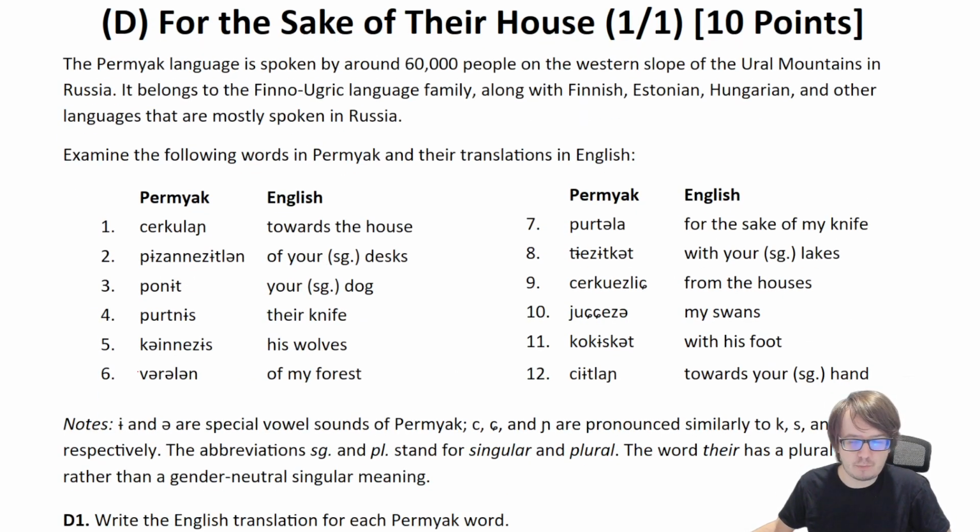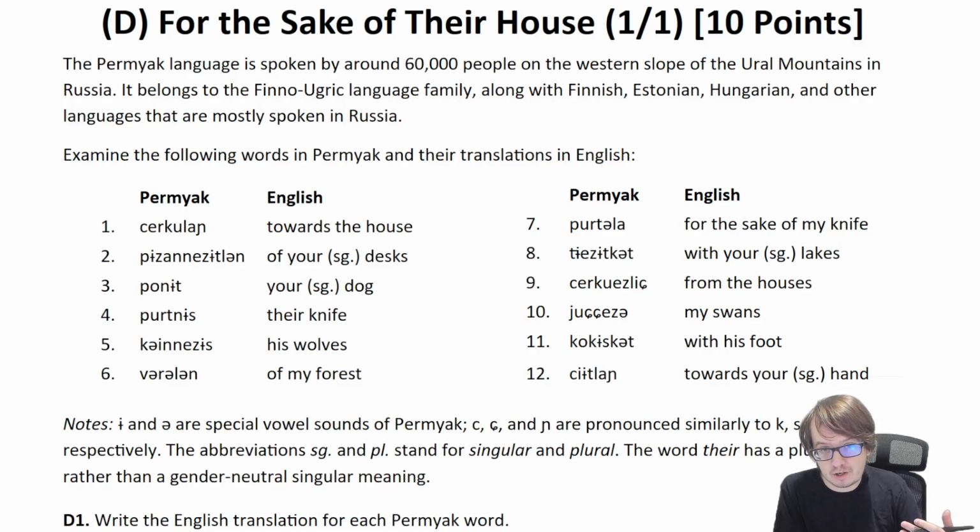Okay, so how we're going to approach this problem is by taking a look for something called minimal pairs, but in a different kind of way. So we're going to take a look at the data set and see if we can find two translations into English that share just one word. So, for example, if we take a look at 1, in towards the house, and we take a look at 12, in towards your hand, the only similarity is the word towards.